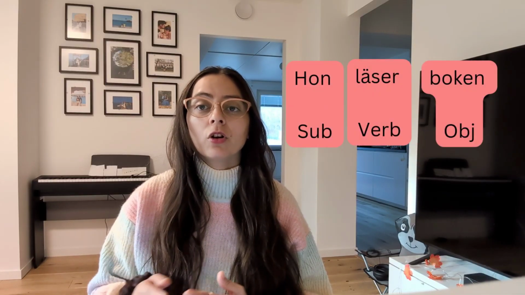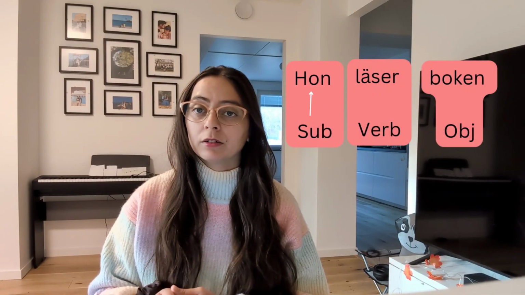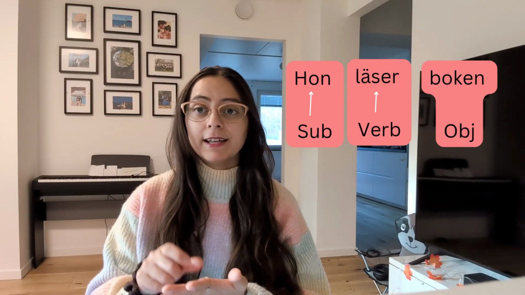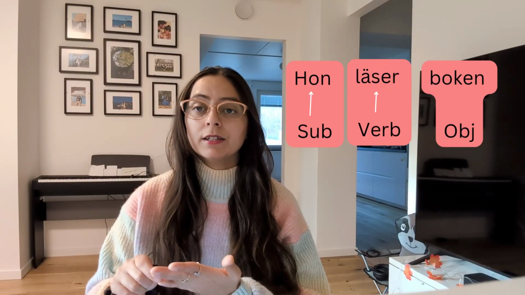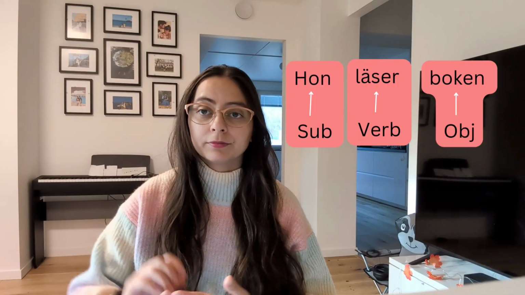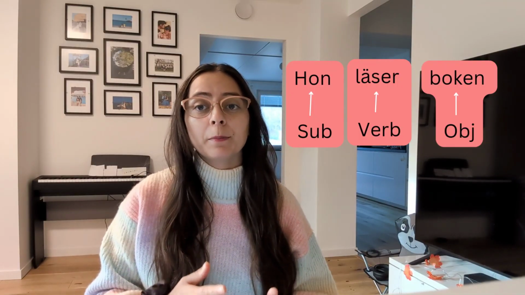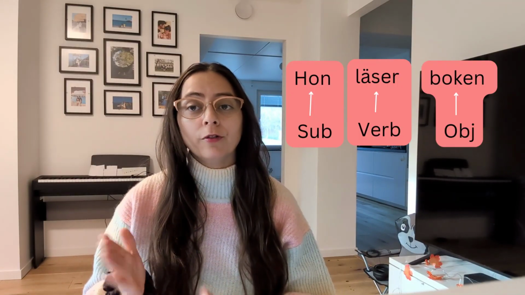She reads the book. Hon läser boken. So hon is the subject, läser is the verb, and boken is the object. Now that was a simple form, a simple present form of a sentence.